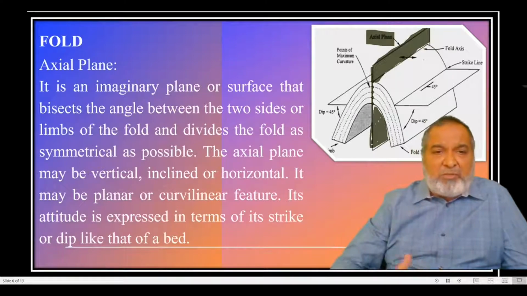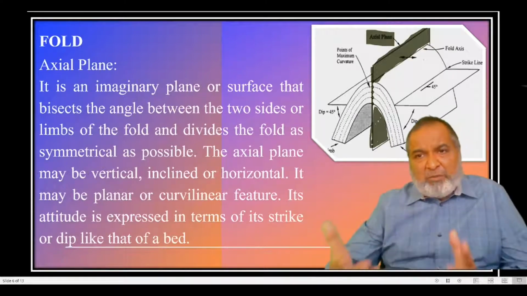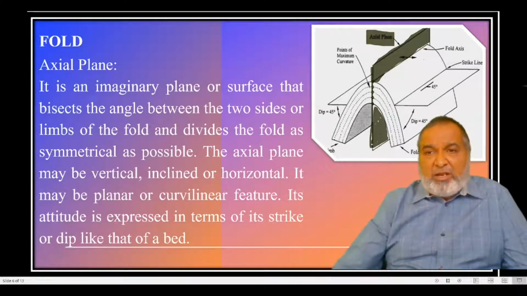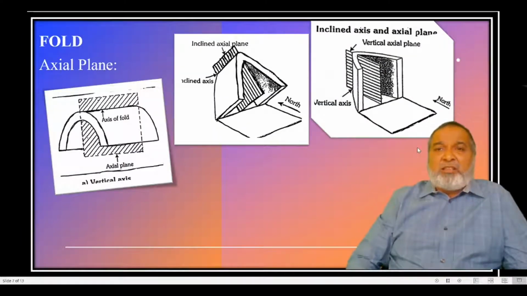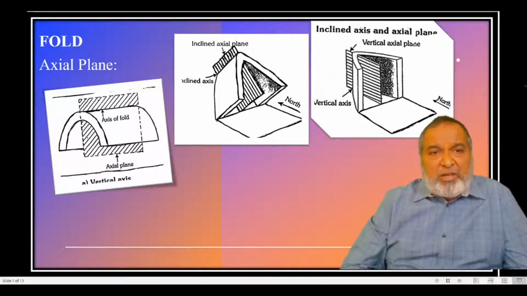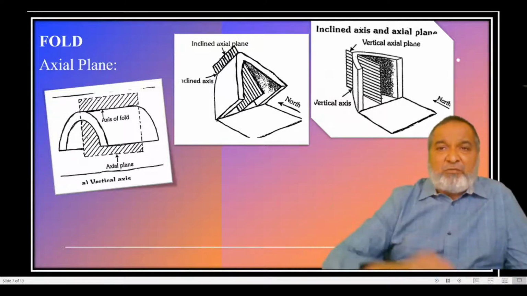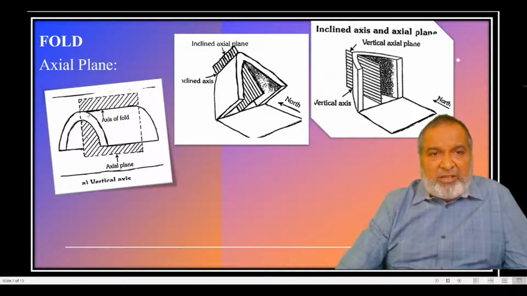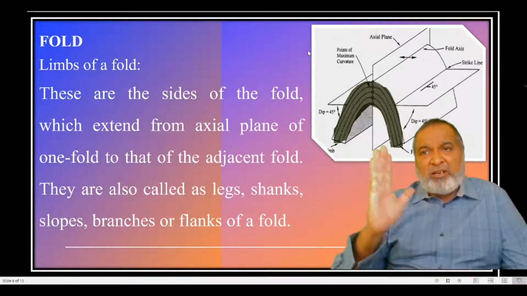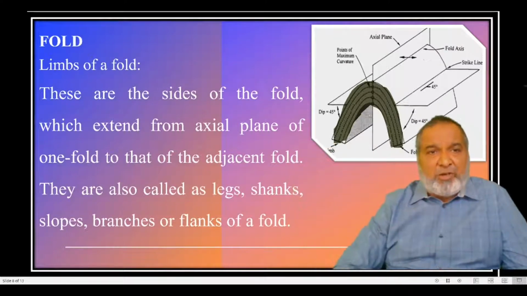So the position of that particular one is going to change, and we have to find out how these planes will be. You can see now, these are the three options which have been shown: axial plane vertical, axial plane inclined, and axial plane horizontal. You can make out the inclined axis and axial plane shown here. Now it makes an angle. So these are the planes, whether vertical, inclined or horizontal.